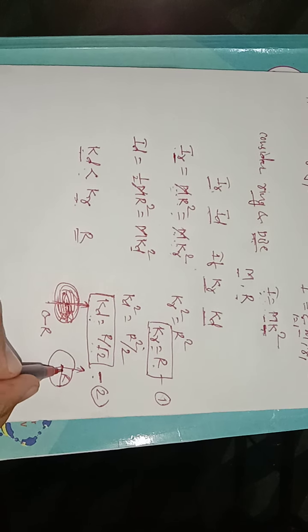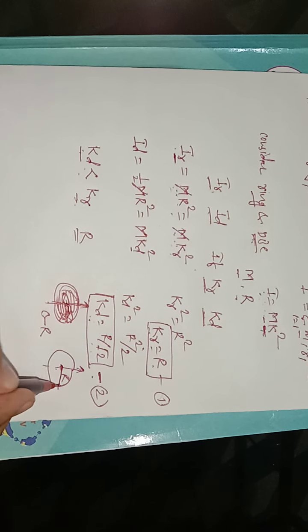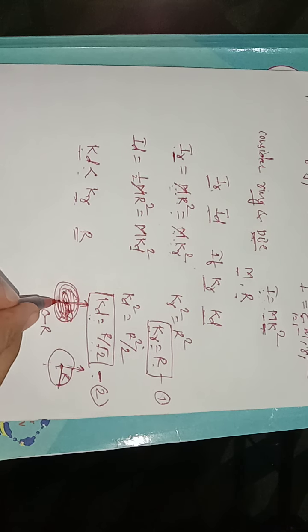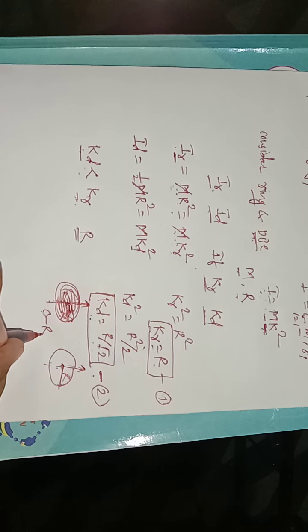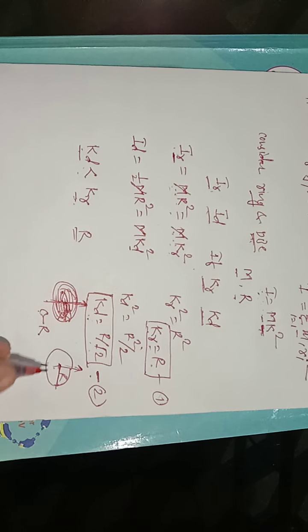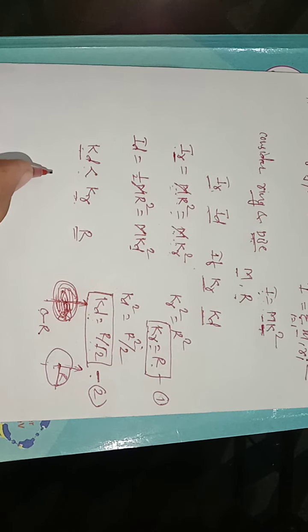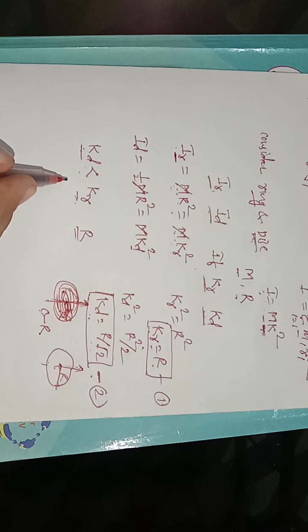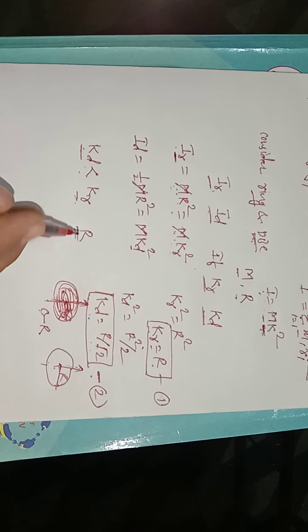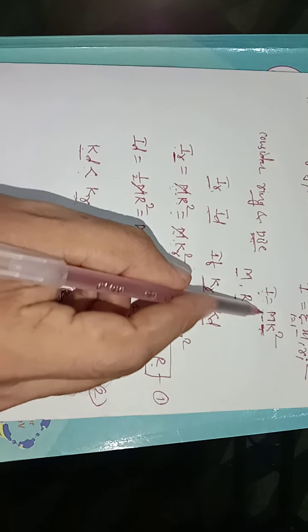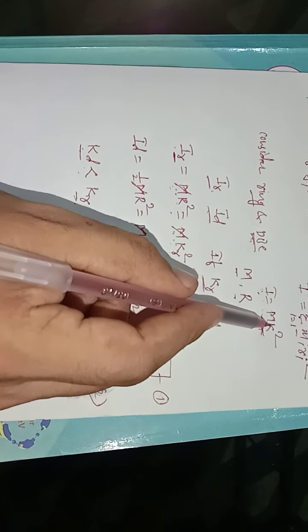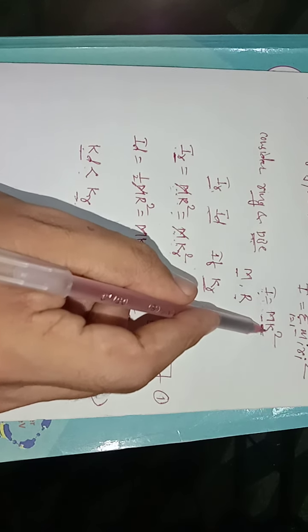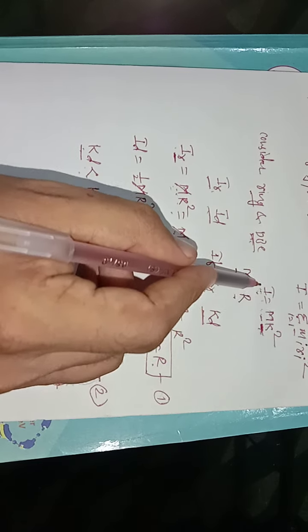In case of a ring, the mass is distributed at a distance R from the axis of rotation, but in case of a disc, the mass is distributed from 0 to R. That's why this shows that K is decided by the distribution of mass, and that's why the ring has a larger radius of gyration than the disc. And as the radius of gyration is larger, the moment of inertia is also larger, because I is equal to mk square. I is directly proportional to k square. As the radius of gyration increases, the moment of inertia also increases.